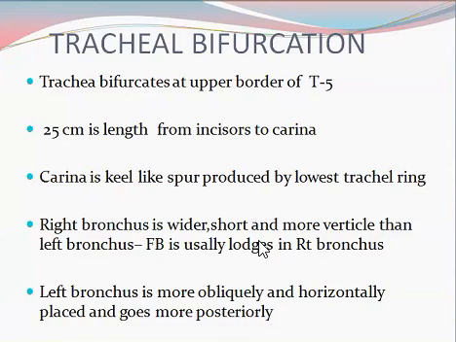The left bronchus is more obliquely and horizontally placed and goes more posteriorly. Right bronchus is wider, shorter, and more vertical than the left bronchus. Left bronchus is oblique, horizontally placed, and goes more posteriorly as well.